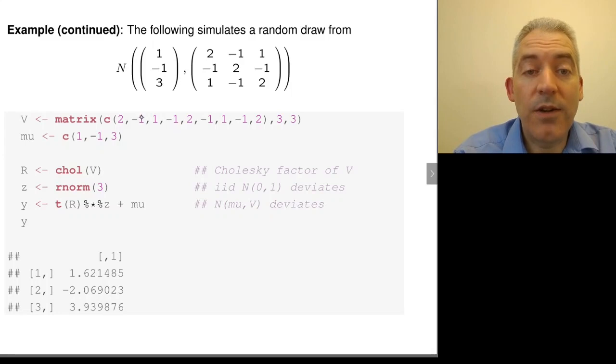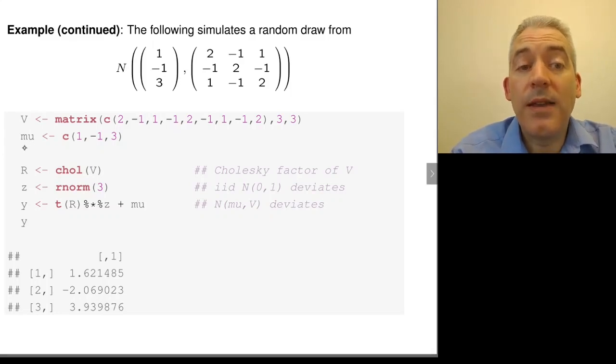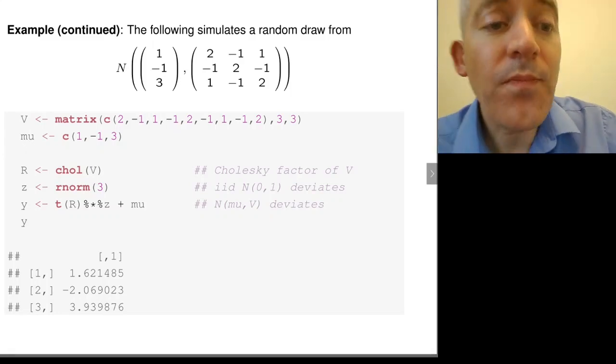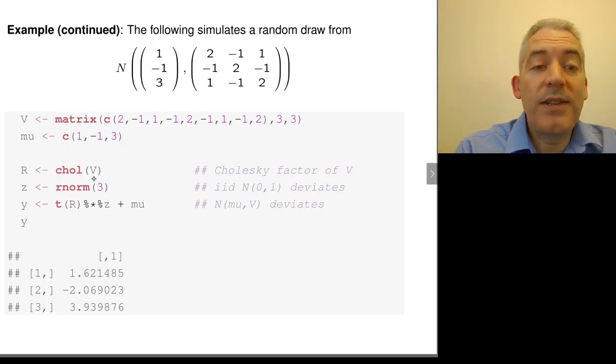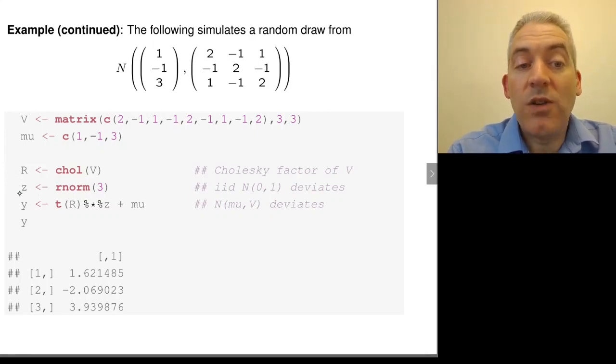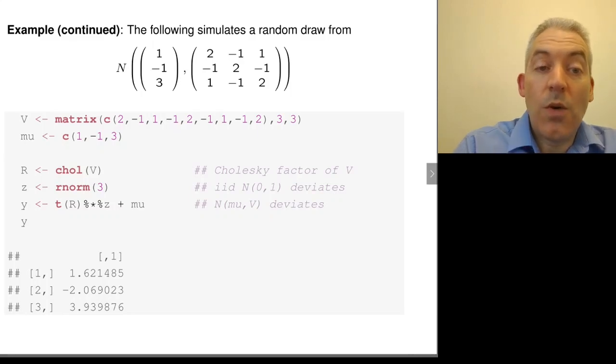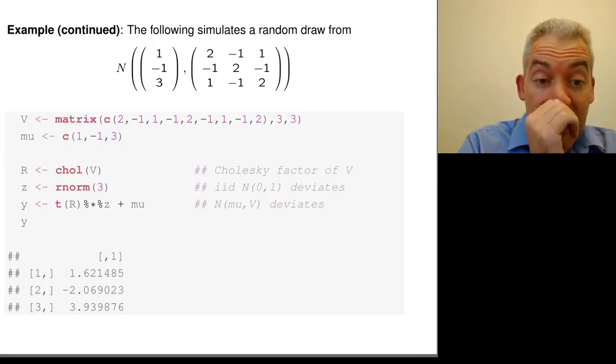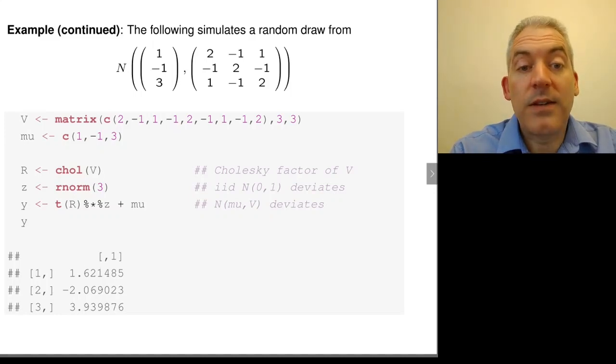Well, we can define the variance matrix, we can define the mean vector, and then what do we do? We form the Cholesky decomposition of the variance matrix. And like I said, in R, you get back the upper triangle that we have called R. So that's all good. You then simulate your Z values just as 3 IID standard normals. You then form the transpose of R times Z plus mu, and that gives you your Y.